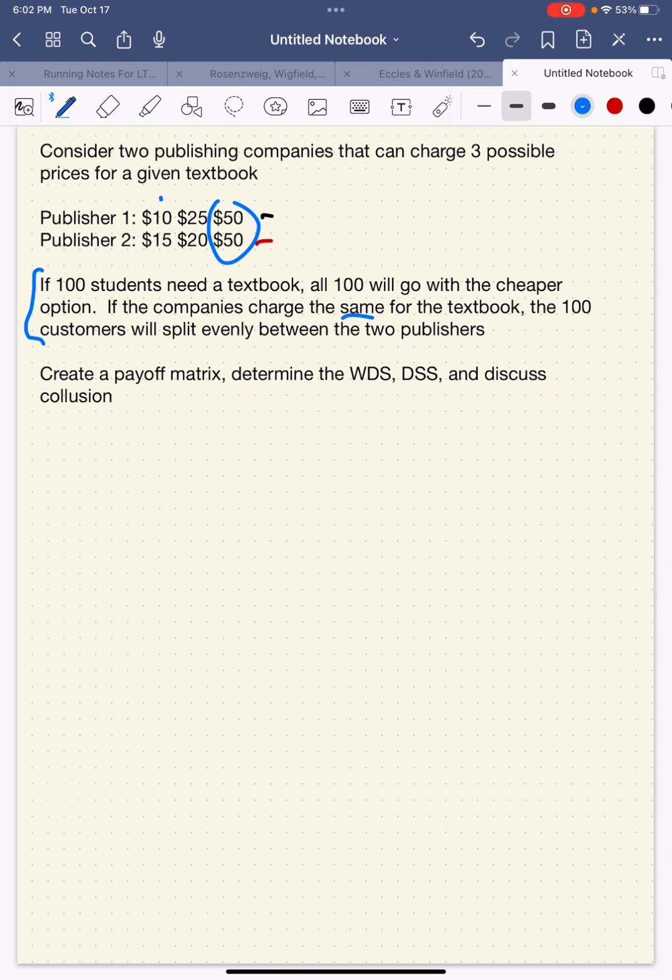So what we're going to do is create a payoff matrix, determine the weak dominant strategy, a dominant strategy solution if there is one, and then discuss what collusion might look like in this case here.